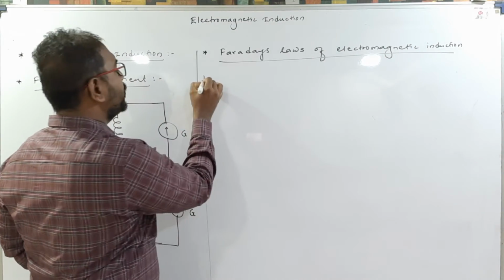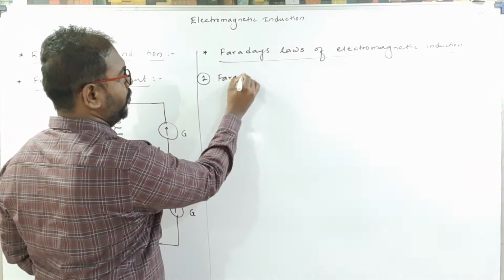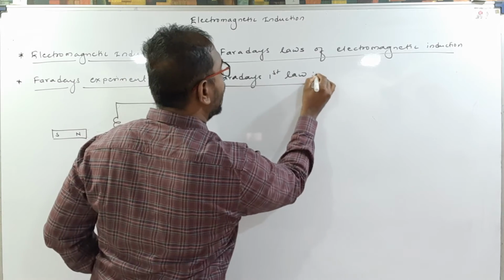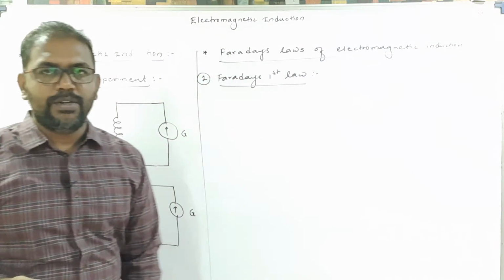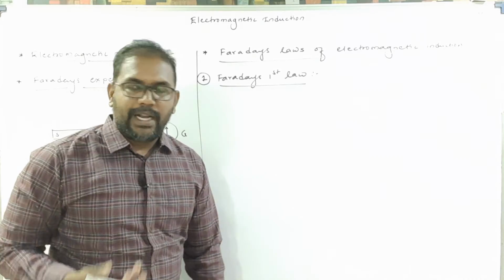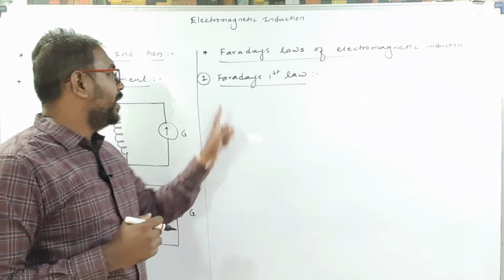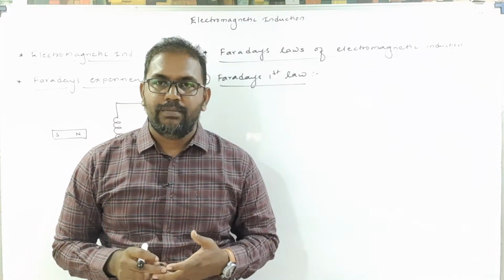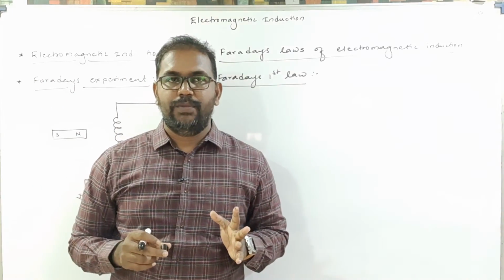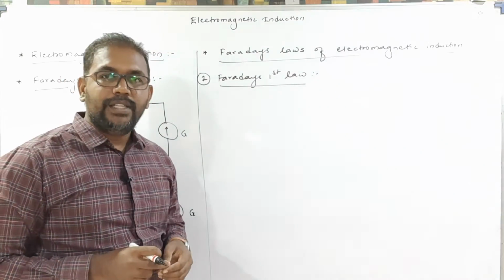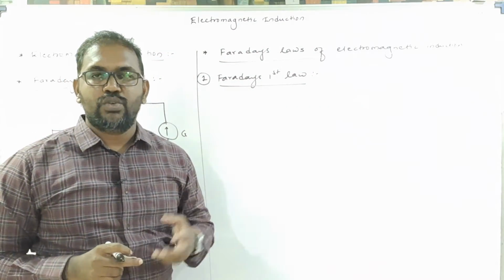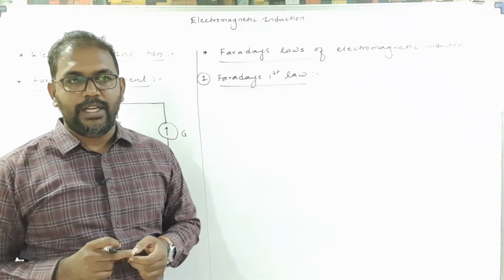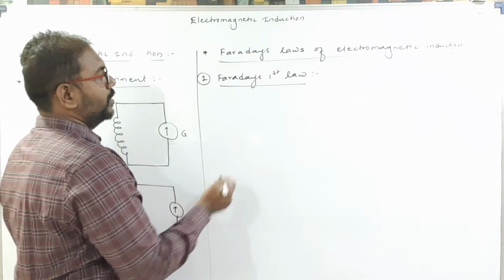Now I can explain the first law, Faraday's first law. Faraday's first law gives the cause of the EMF induced. What is the cause? Magnetic flux changes, EMF is induced. So we can write the first law: whenever there is a change in magnetic flux associated with a coil, EMF is induced. I repeat it again: whenever there is a change in magnetic flux associated with a coil, then EMF is induced in the coil. This is the first law.